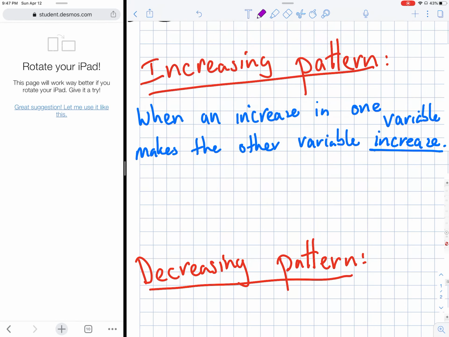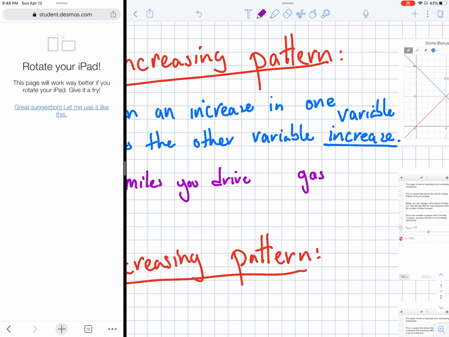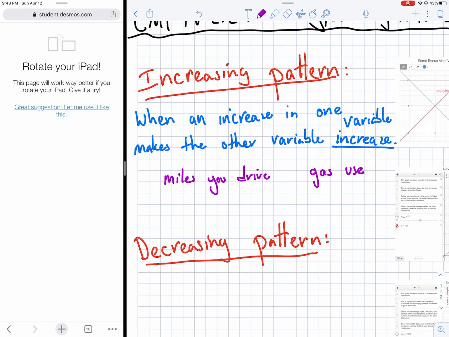So for example, there's a few examples in your CMP book that we've done already, but I'll give you a quick example here. Let's say we have two variables, which is how many miles you drive and how much gas you use, right? So this is an increasing pattern because when you drive more miles, when you increase this variable, you increase the other. So when I increase the number of miles I drive, I increase how much gas I use. That's an increasing pattern when they both increase, when an increase in one variable makes the other variable increase.